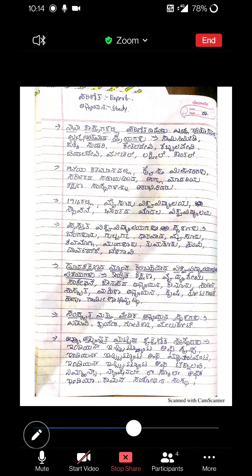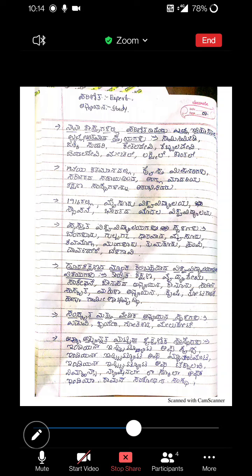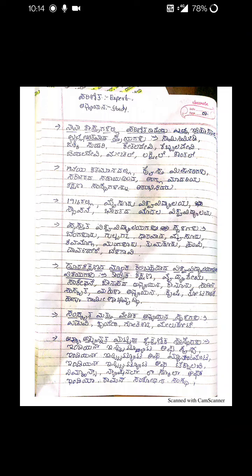The famous ladies of Karnataka. The names are given: Sami Nirmidi, Jikki Sundari, Ketala Devi, Shabdal Devi, etc. These are the famous ladies of Karnataka in education who made a name in education.